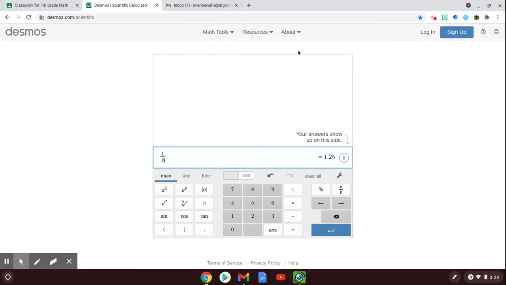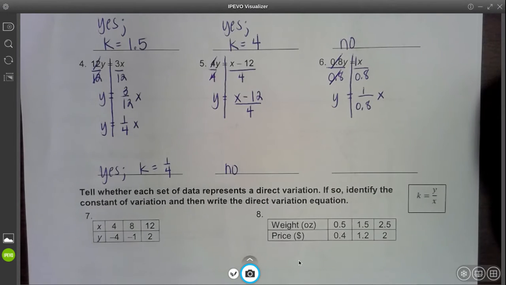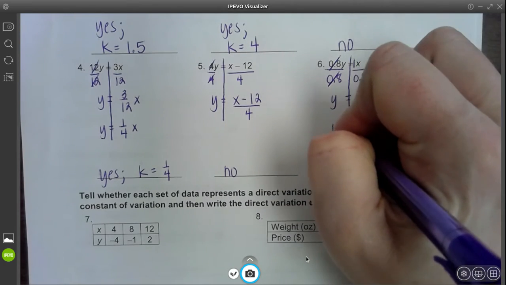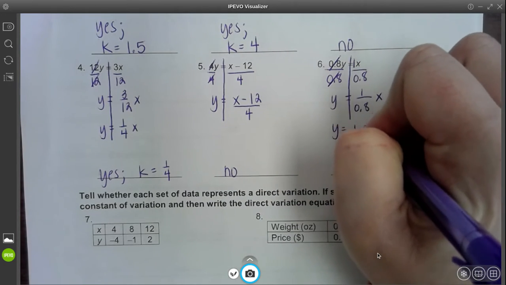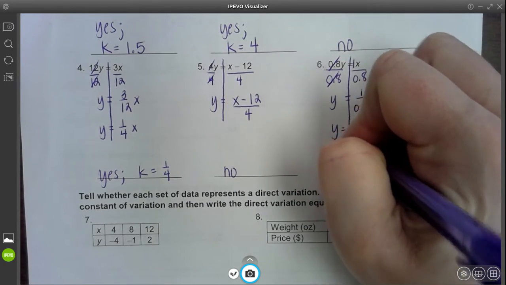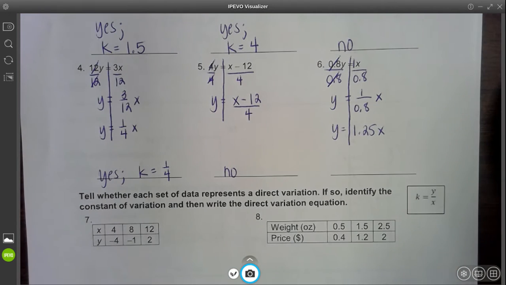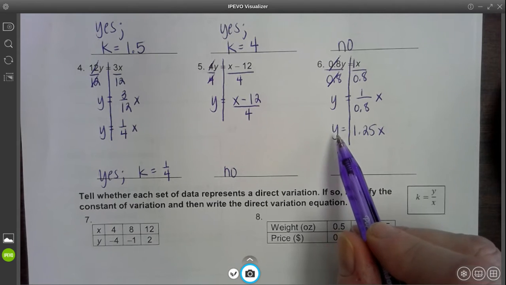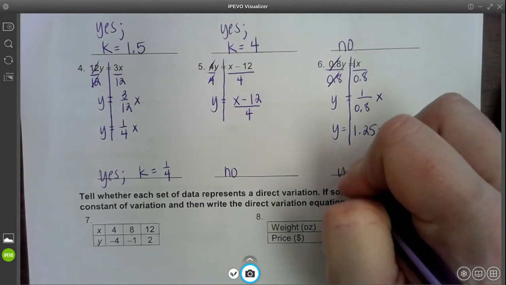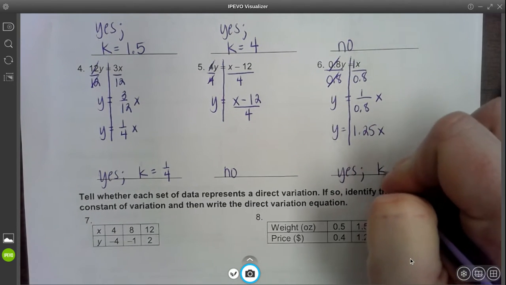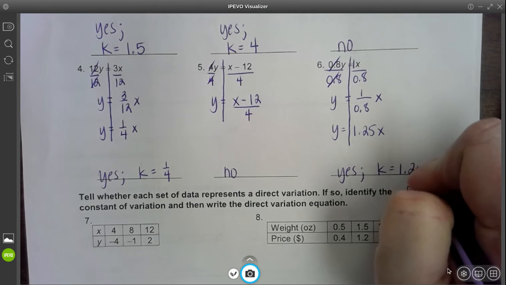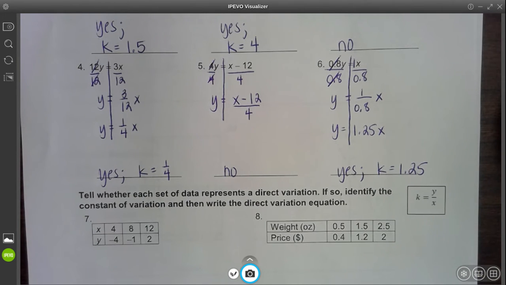Okay, and we can leave it as a decimal. That's fine. It's 1.25. So I can write this as y equals 1.25x. We just don't ever want to leave decimals in as part of fractions. So the answer to this one is in the form y equals k times x? Yes. And our k value is 1.25. If you would have put it in fraction form, it's 5/4, and that would be acceptable also.